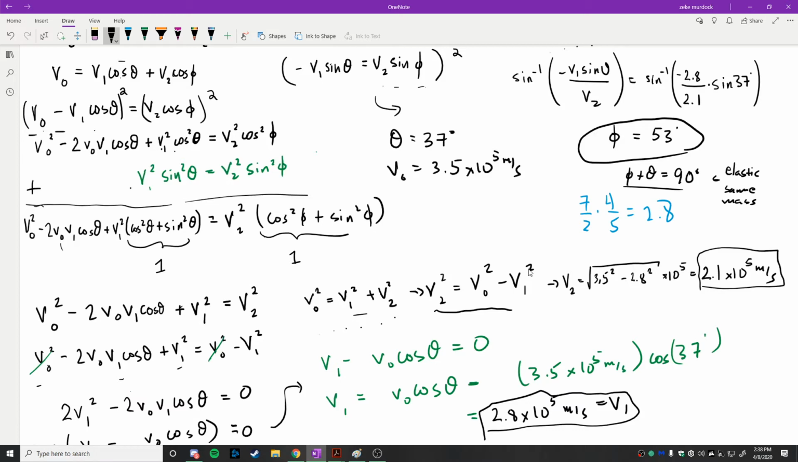Right, so check that. Does that actually give you 53 degrees? 2.8 over 2.1 is 4 over 3. This is pretty easy to see. 4 over 3, and sine of 37 is 3 over 5, so you end up getting 4 over 5, which is 53, yeah.